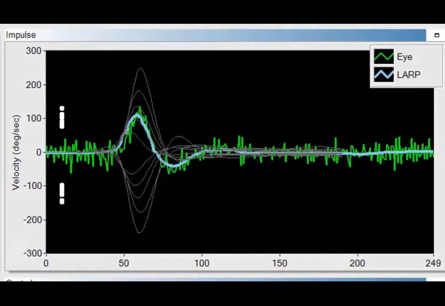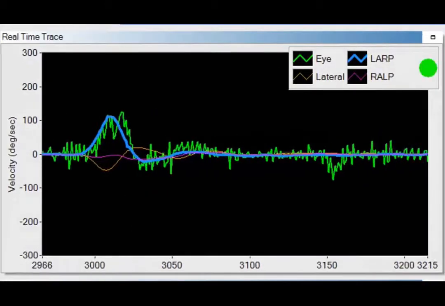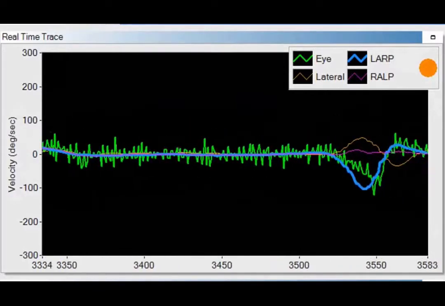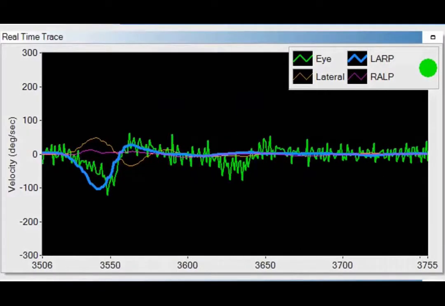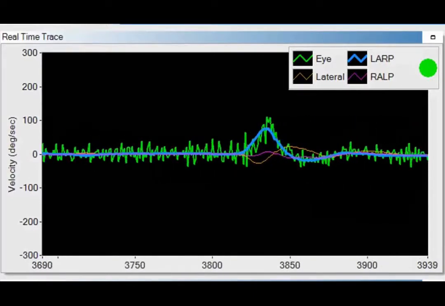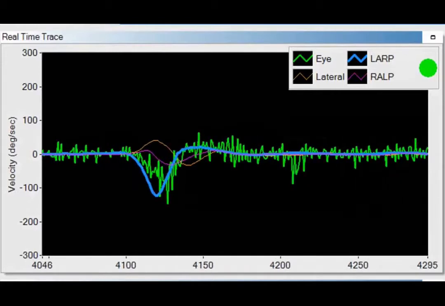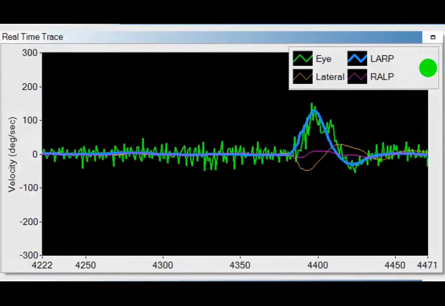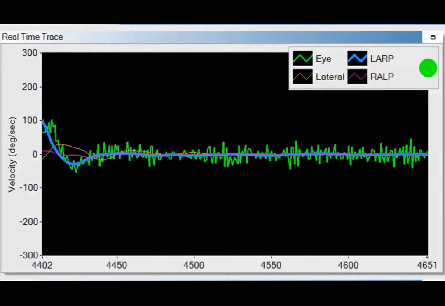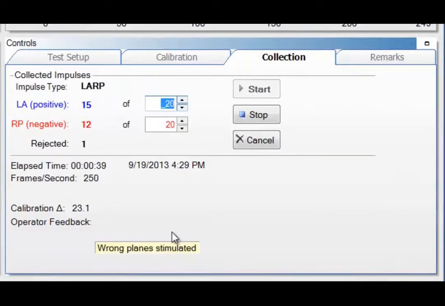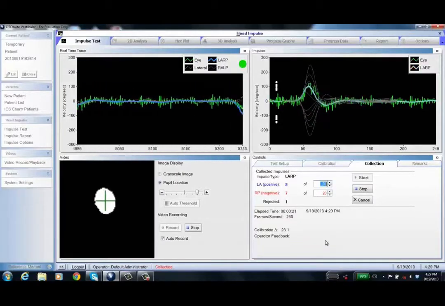So now you're performing your head impulses. You want to make sure your data matches the training curves. The only head trace which should be moving is the blue curve. The orange and pink should be fairly flat. If the head is drifting more towards center, if you're pulling it back to center by accident, or if you direct the impulse towards the patient's nose, you will get an orange light in the operator feedback and a message that says wrong plane stimulated. So this is a new message for version 2.0.